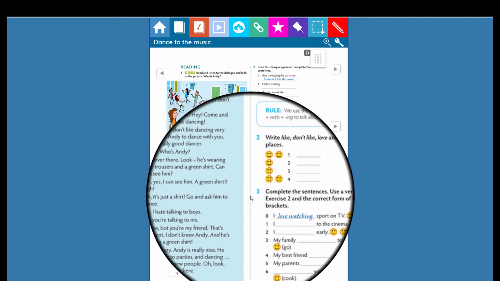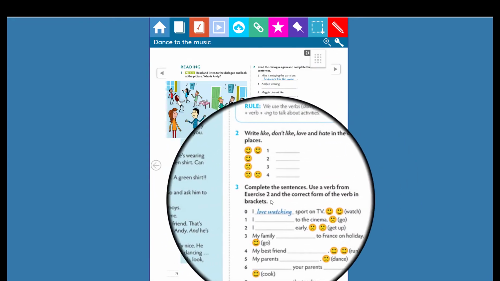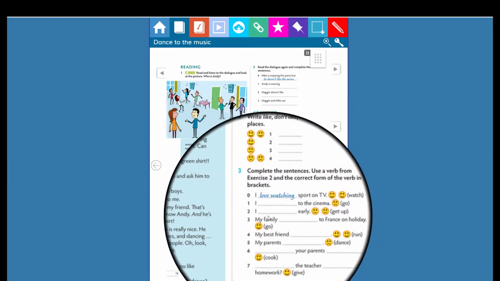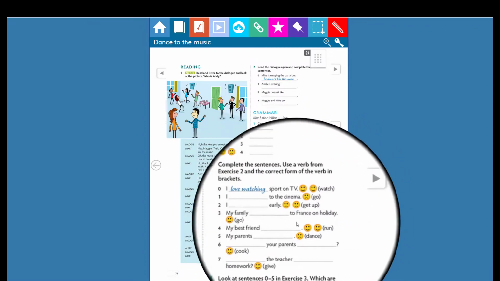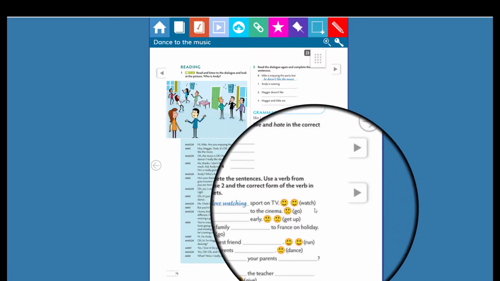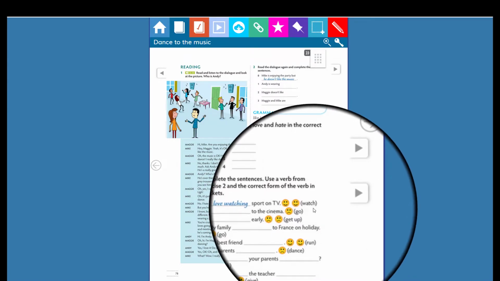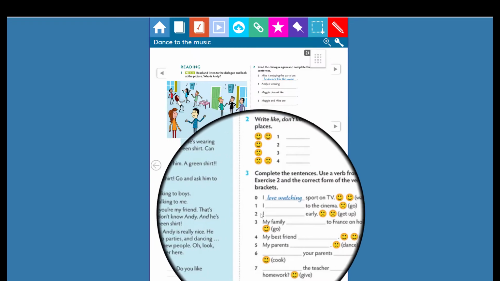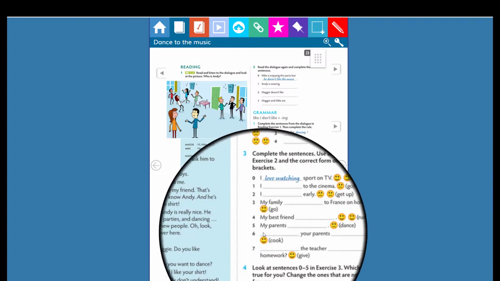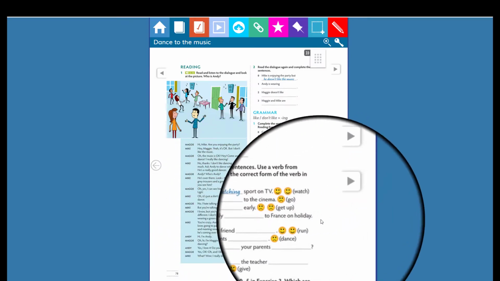So let's continue with activity number 3. Complete the sentences. Use a verb from exercise 2 and the correct form of the verb in brackets. So here, what you have to do is that you have to complete these sentences with the verb of the faces and the verb in parentheses with the ing form. I need that you please do number 1, 2, 3, 4, and 5, not 6 and 7. Only until number 5. Quiero que hagan solo hasta las 5, niños.